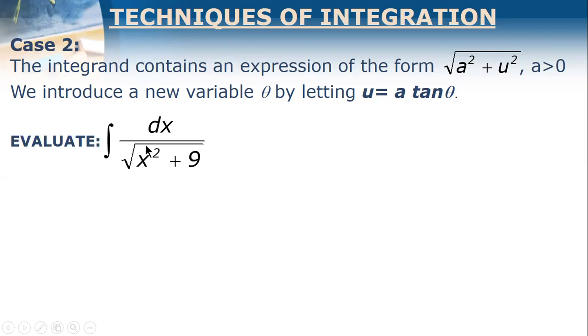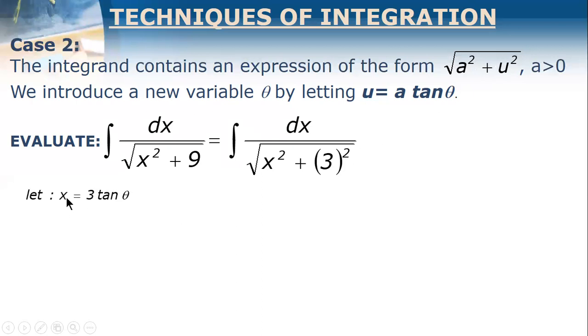Okay, let's try this one. Evaluate the integral of dx over square root of x squared plus 9. And it's equal to the integral of dx over square root of x squared plus 3 squared, to conform with this form, a squared plus u squared. You can interchange this one since it's addition, or you can interchange this to 3 squared plus x squared to conform with this. So our substitution is let x equal to 3 tangent theta, x being our u and 3 our a. So u equal to a tangent theta.